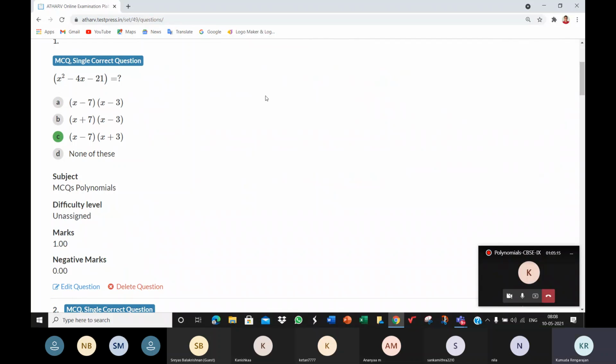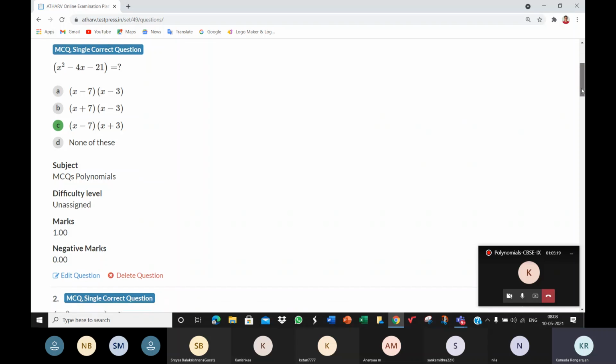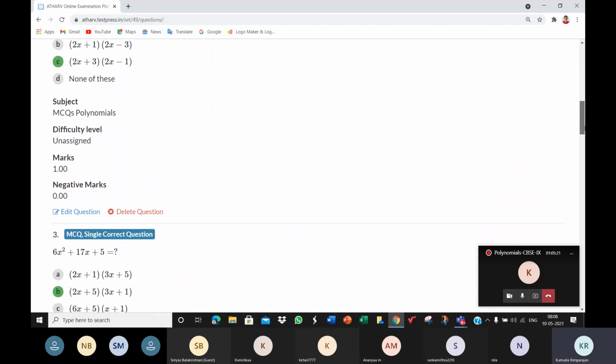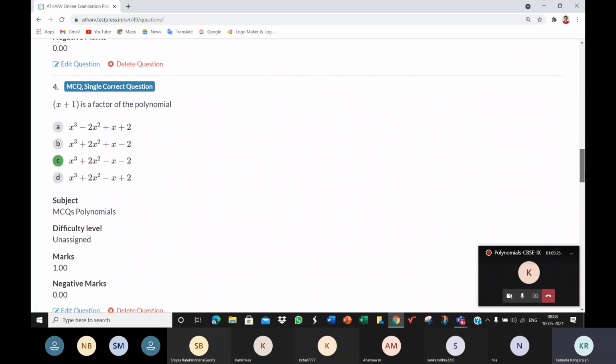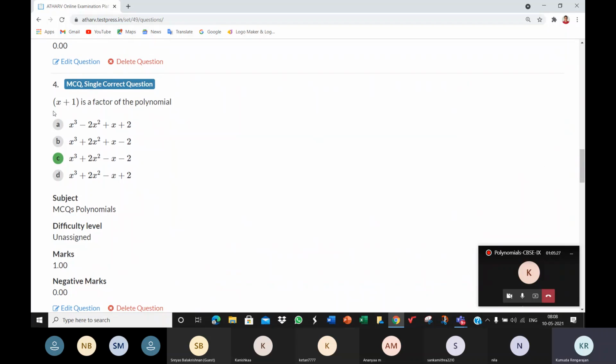These are just splitting the middle term. Let me just scroll through the questions. Splitting the middle term. x plus 1 is a factor of the polynomial. Yeah, x plus 1 is a factor of which polynomial? So you need to equate this to 0. x plus 1 is equal to 0, and find p of minus 1. When you equate this to 0, you get x is minus 1.